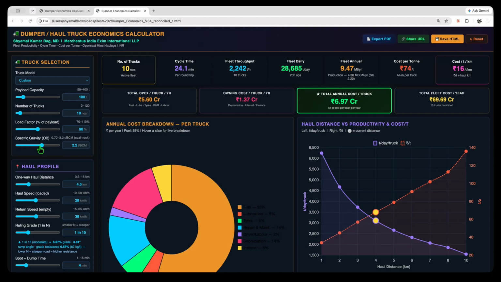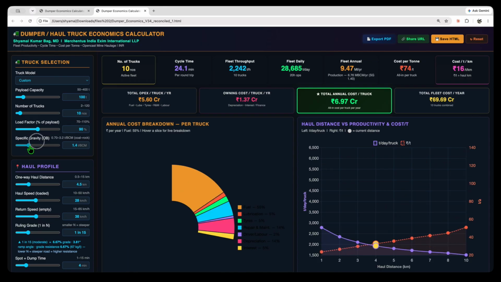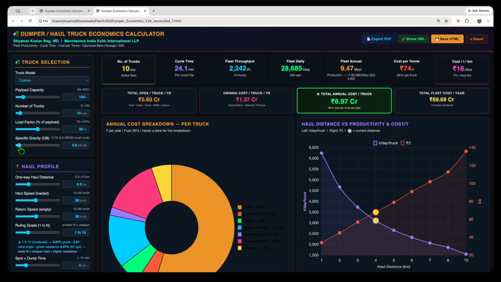Then there is a slider for the specific gravity, and this is mainly if I want to calculate for overburden, then I can increase the specific gravity. For coal it can be 0.8 ton per cubic meter, and for overburden we can increase it as per the requirement.